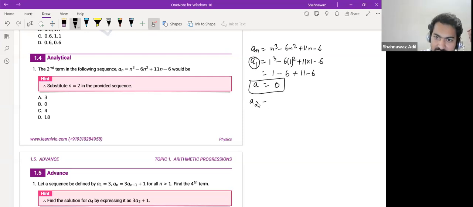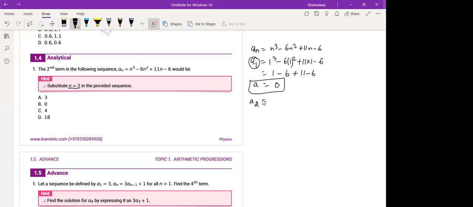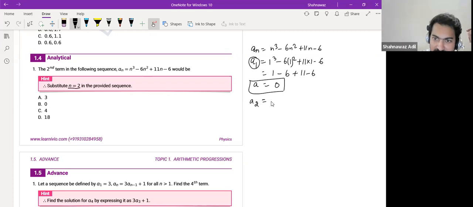So did you guys opt for the hint? The hint was given, right? So you just have to put n equals to 2 here, right? Yes, Shaima.